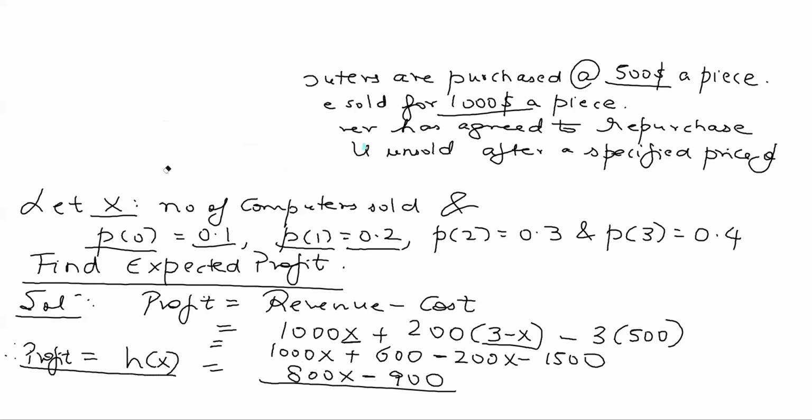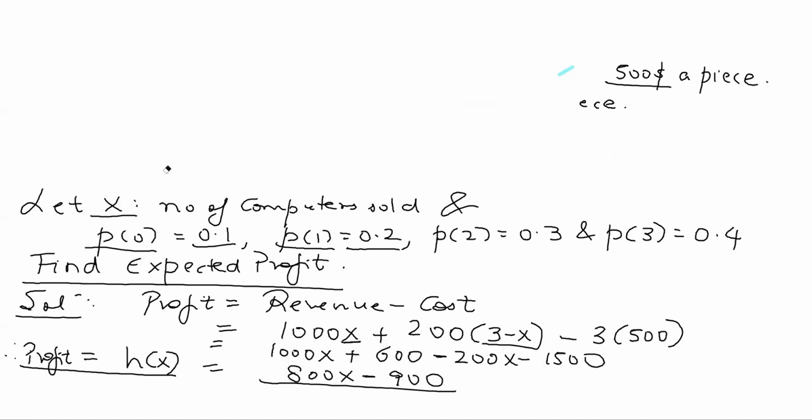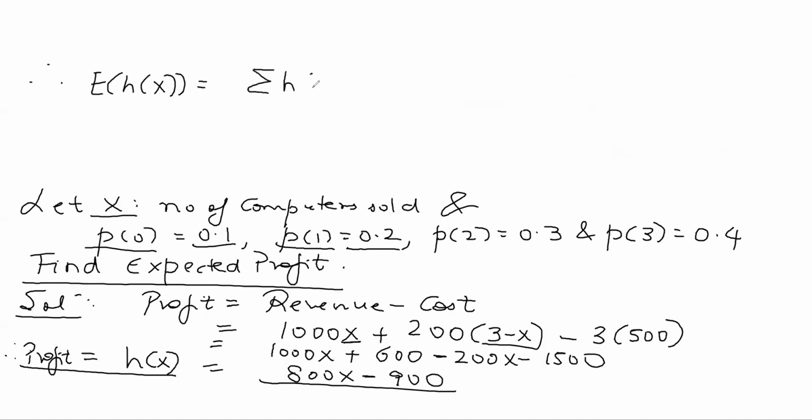Now our objective is to find expected profit. What we have found till now is the profit function. We are now interested in finding the expected profit. So therefore expected profit E of H of X will be the summation of H of X into P of X.